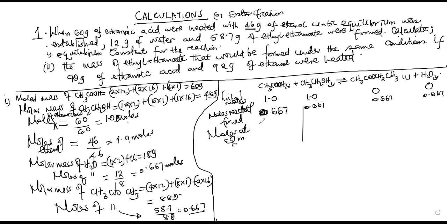Moles at equilibrium, we shall subtract here. So it will be 1 minus 0.667, 1 minus 0.667. These ones will keep the same. So this is going to give us 0.33, 0. And this will keep the same.